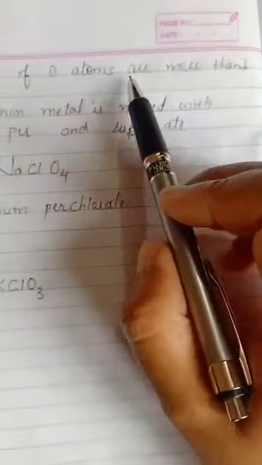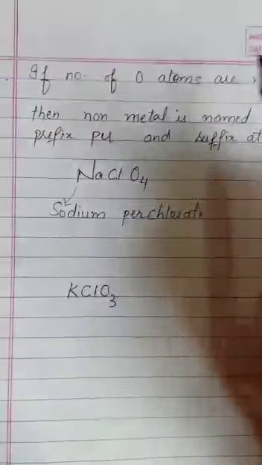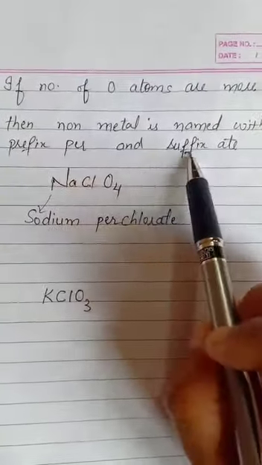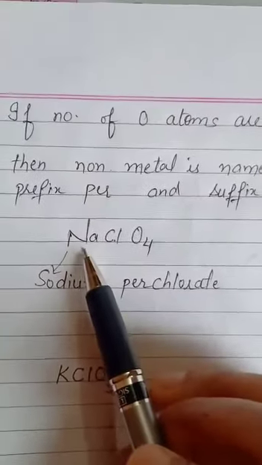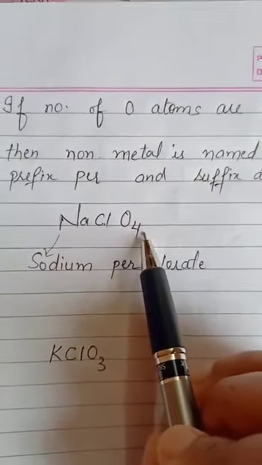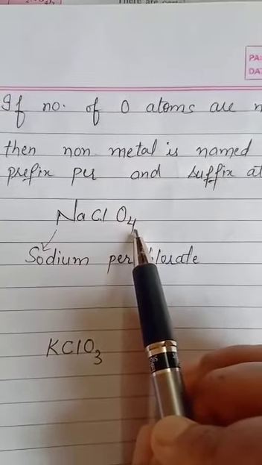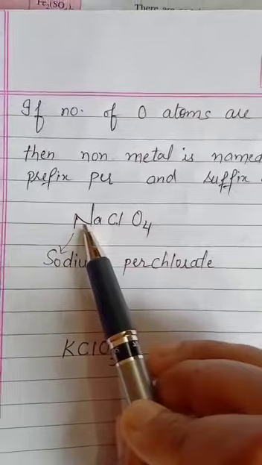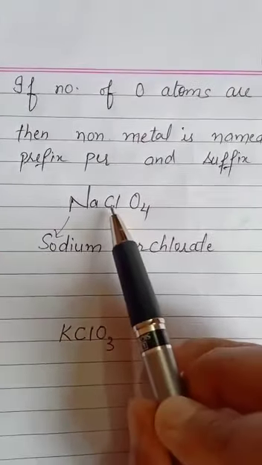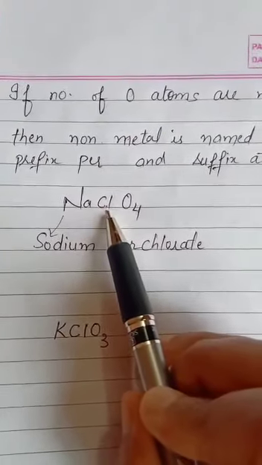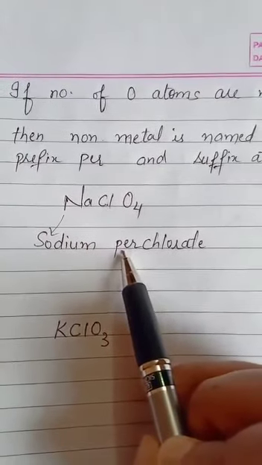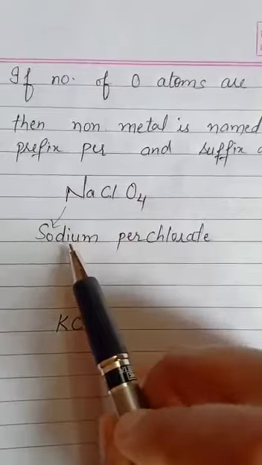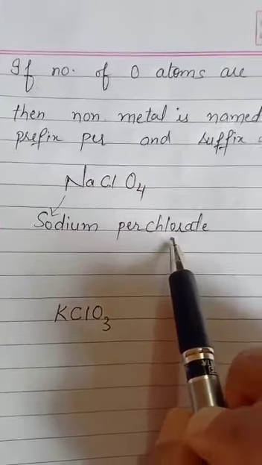According to the fourth rule, if the number of oxygen atoms is more than 3, then the non-metal is named with the prefix per and the suffix ate. Now here the compound is NaClO4. So here the number of oxygen atoms is more than 3, so the metal will remain the same, but with the non-metal we have to use the prefix per and the suffix ate.